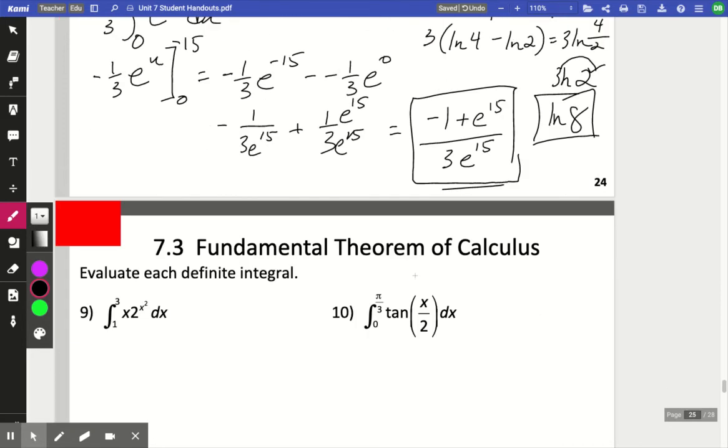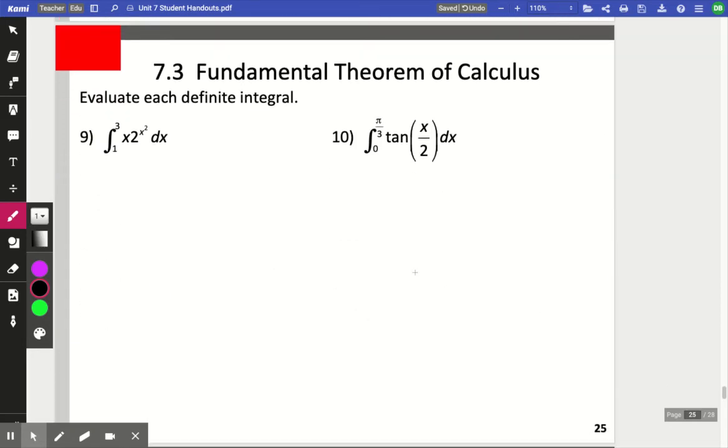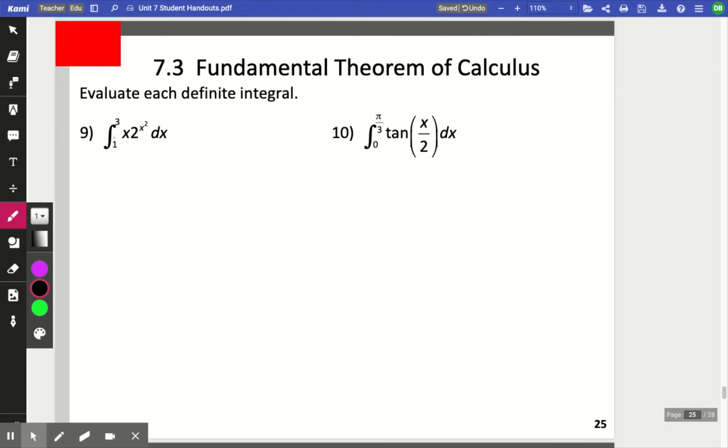All right, and let's finish off with slide 25. All right, so number 9. Okay, I've got the integral from 1 to 3 of x to the 2x squared. So we're going to have to do a u substitution. So u equals x squared. So du equals 2x dx.